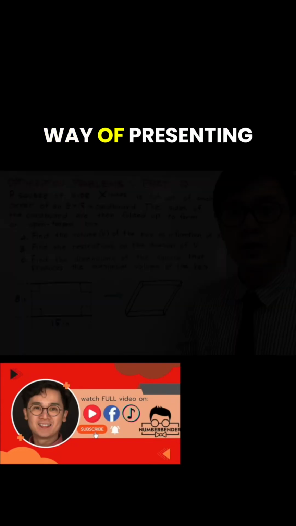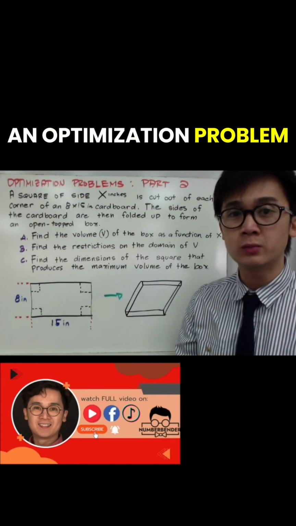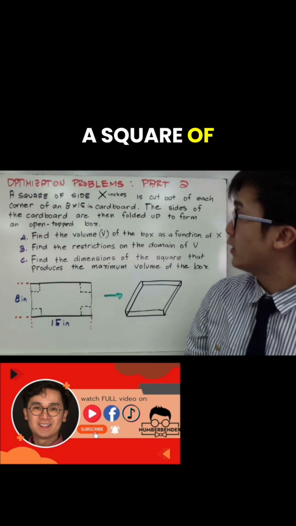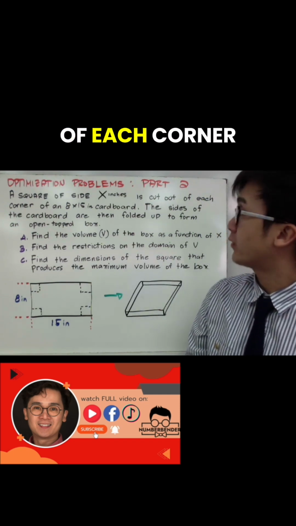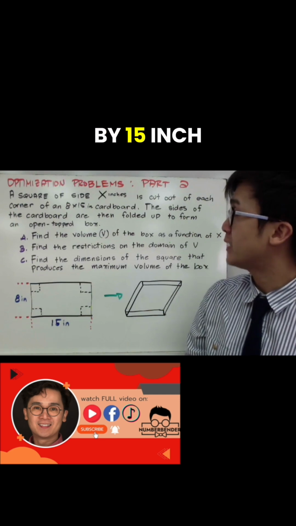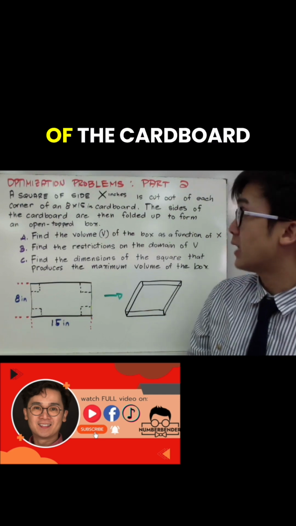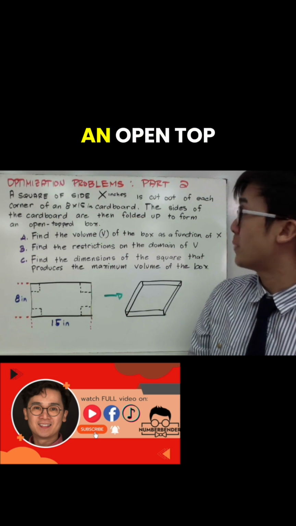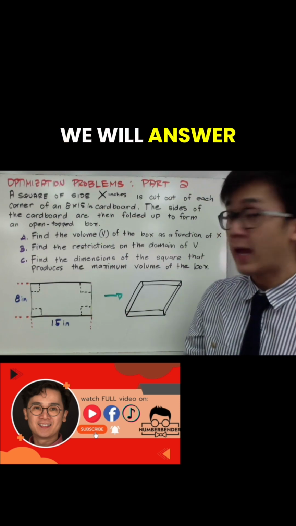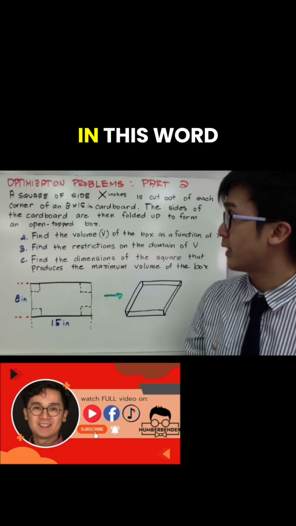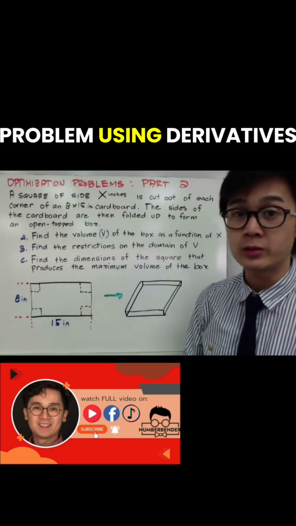This is another way of presenting an optimization problem in calculus. A square of side x inches is cut out of each corner of an 8 by 15-inch cardboard. Now the sides of the cardboard are then folded up to form an open-top box. We will answer the following questions in this word problem using derivatives.